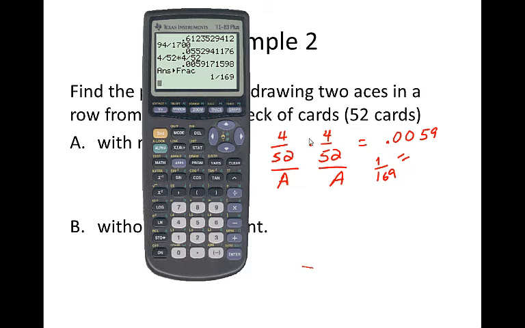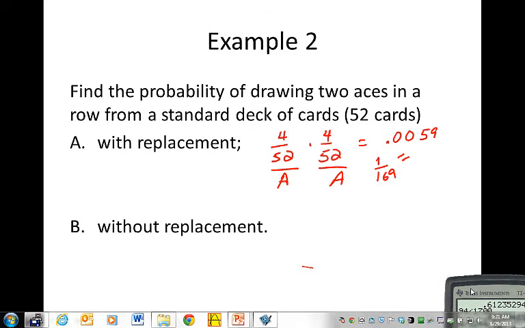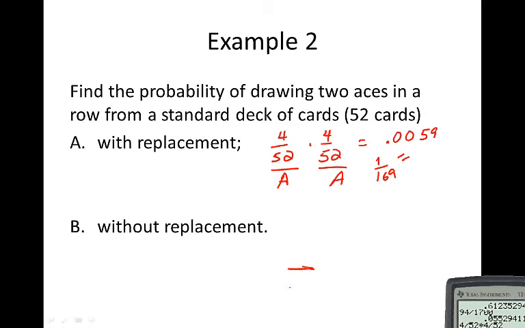Now part B says without replacement. So I get the first ace, and then I hold that ace, and again I get the second one. So again, I'm still doing ace here and ace on the second one. So the probability for the first one is still 4/52. But now I'm not putting that ace back in. So how many successful outcomes? How many aces do I have in the deck? I have 3. Divided by the total number of cards. How many cards do I have in the deck now? Remember, I've got the ace in my hand. I have 51. And then I multiply those together.